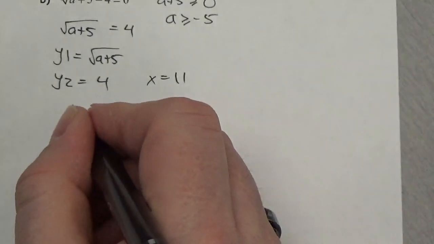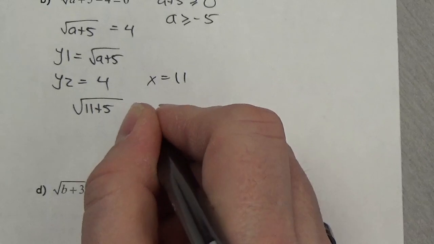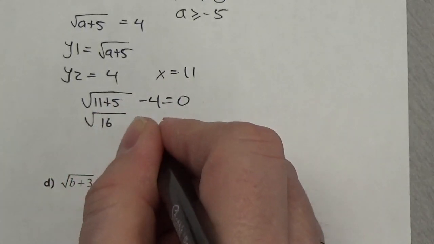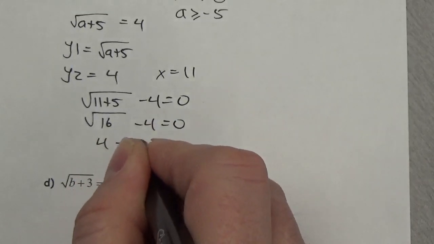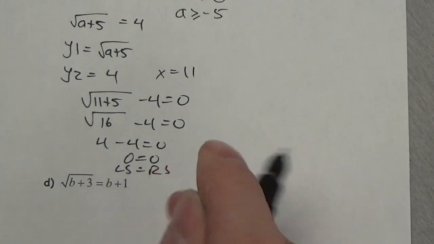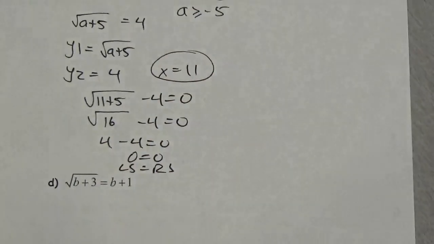Now let's double check that. So the square root of 11 plus 5 minus 4 is equal to 0. That's the square root of 16 minus 4 is equal to 0. So 4 minus 4 equals 0. 0 equals 0. Left side equals right side, so that is a solution. Okay, x equals 11 is our solution.